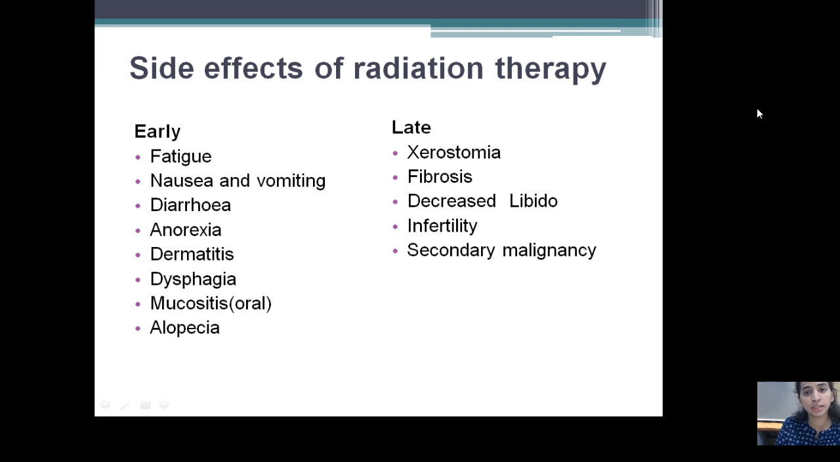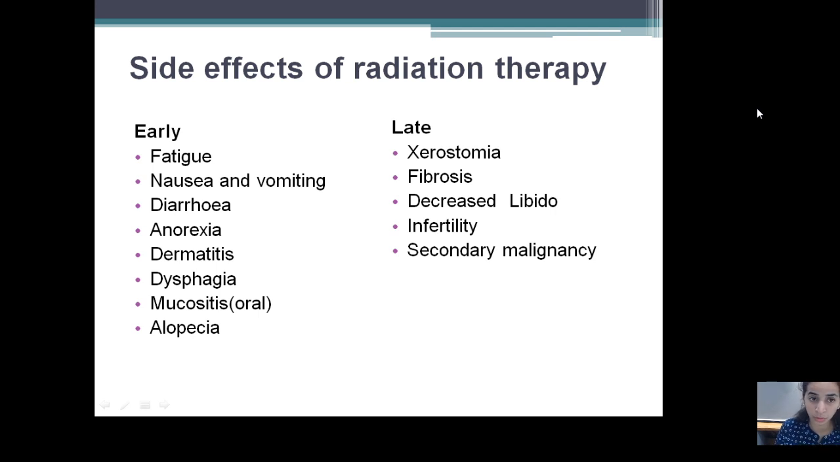The different side effects of radiation therapy, we actually divide into early and late. The early side effects include fatigue, nausea and vomiting, diarrhea, anorexia, dermatitis, dysphagia, mucositis and alopecia. The late side effects include xerostomia, fibrosis, decreased libido, infertility and secondary malignancy.